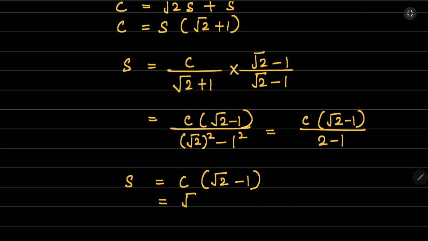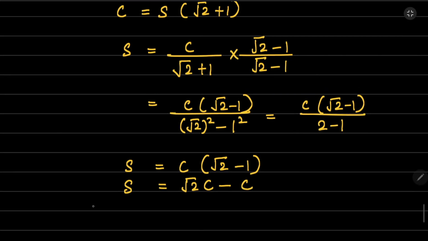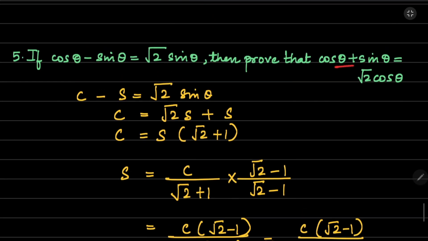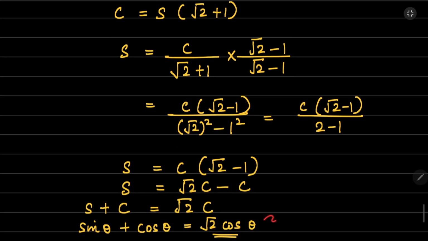So this is nothing but root 2 cos theta minus cos theta is equal to sin theta. So bring cos to this side. I'm sorry, I made a mistake here. So sin theta plus cos theta is equal to root 2 cos theta, hence proved. So that's what you have to prove here. Here you can just write rationalizing the denominator. Hence proved.